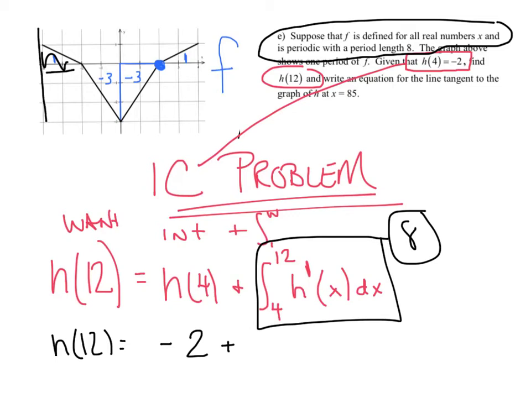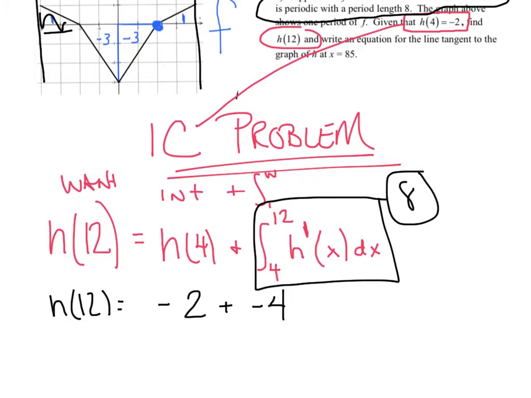So from here to here is one complete cycle, whether it happens from -4 to 4, or from 4 to 12, or from 12 to 20, every cycle will be the same amount. So if I just take the area in this section, 1 plus 1 is 2 minus 6, I get -4 there. So I can say h of 12 is equal to -6.